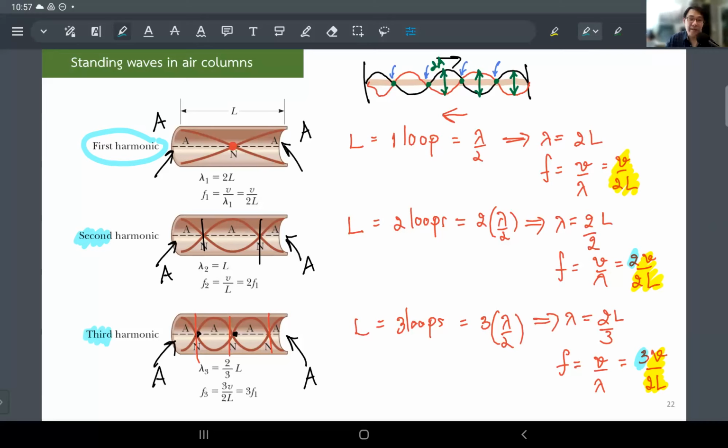It's taking a little bit longer than expected. Sorry, but I hope that clears up this portion of the standing waves. And then I think you are done.